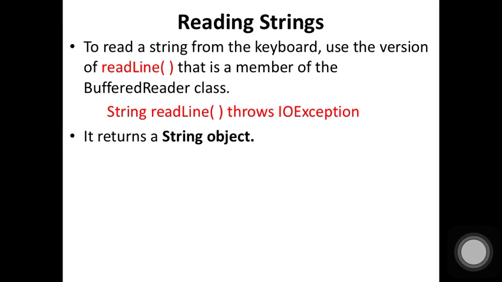Next is reading strings. Here we read a single character, and whenever you want to read a string, we use the readLine method. The readLine method also throws an IO exception. It reads a line of information continuously. Here the L should be in uppercase. It returns a string value.